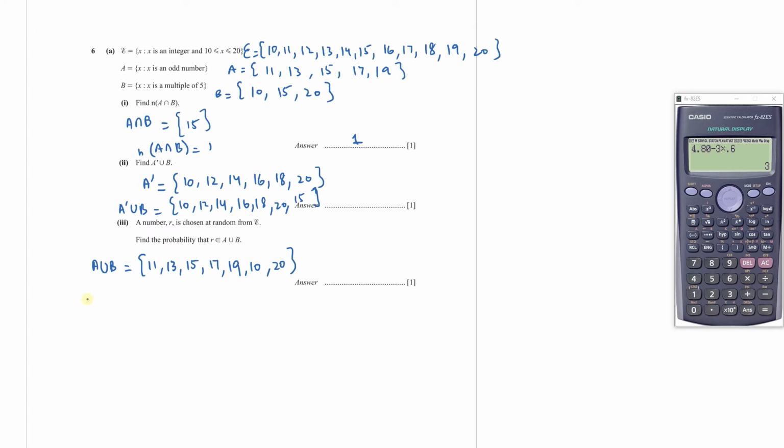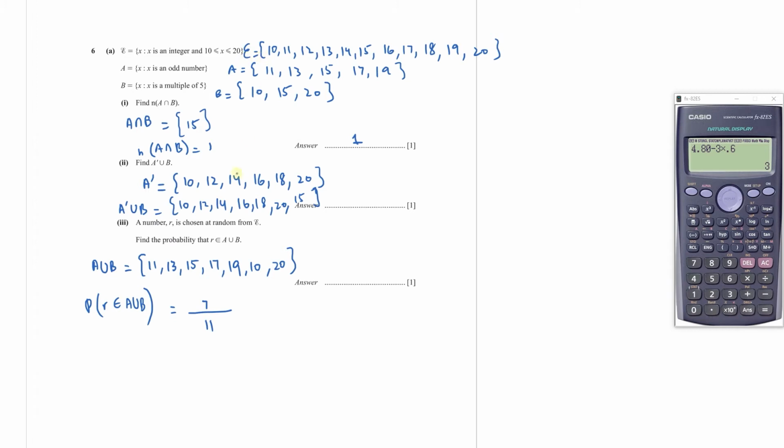So what is the probability that the number that you choose is actually part of this set A union B? So that means your total possible values are 1, 2, 3, 4, 5, 6, 7, 8, 9, 10, 11. Out of those 11, how many of these 11 numbers are part of this set A union B? 1, 2, 3, 4, 5, 6, 7. So 7 out of the 11 numbers.